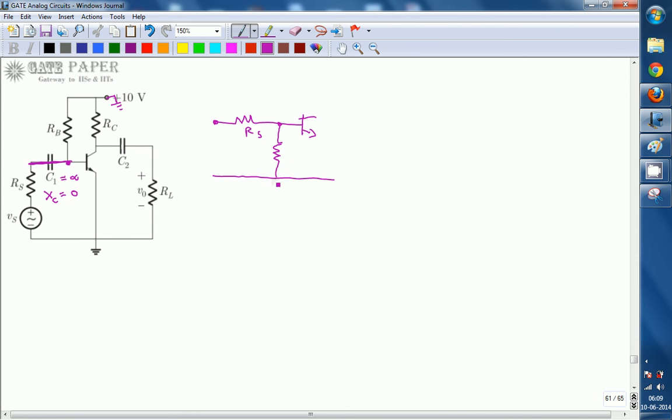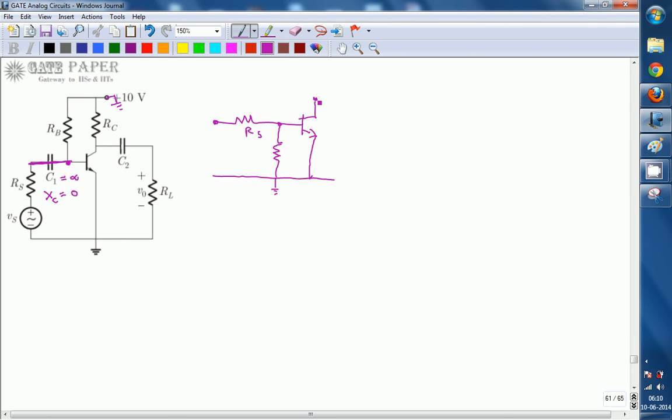Base and ground. Emitter is directly grounded. This is the symbol. And across RC, this is now a capacitor. Now we are considering C2, so that the same equivalent circuit can be used for the second one. Okay, we will consider C2.